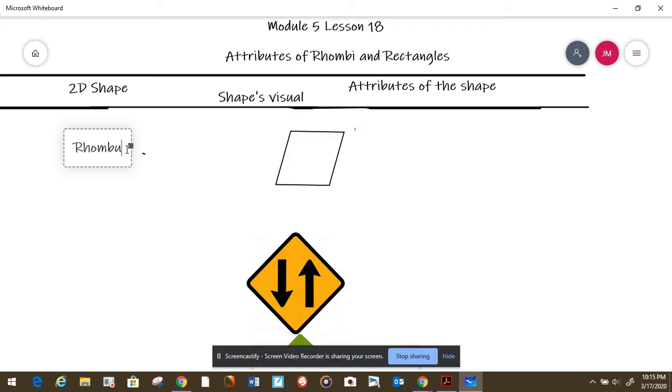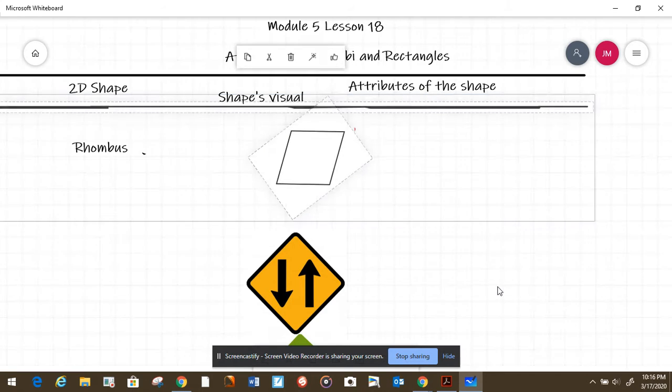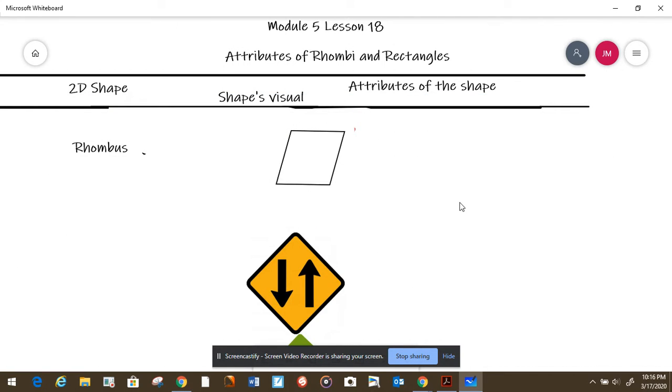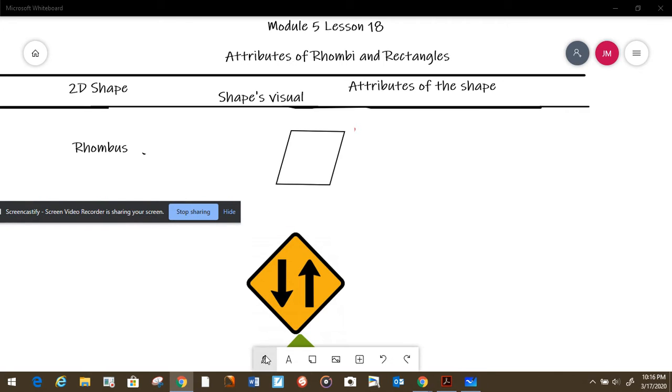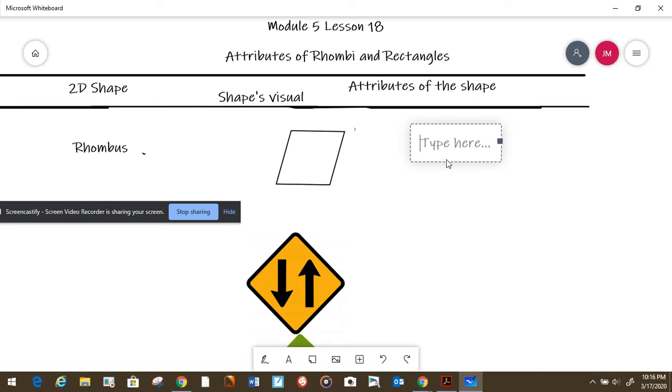So we're going to look at the 2D shape called the rhombus. This shape right here is called the rhombus. So we're going to look at the attributes. Well, it looks like it has all equal sides. So that will be one of the attributes. A rhombus has all equal sides. Let me type that up. So we're going to call this attributes of the rhombus. So it looks like it has all equal sides.